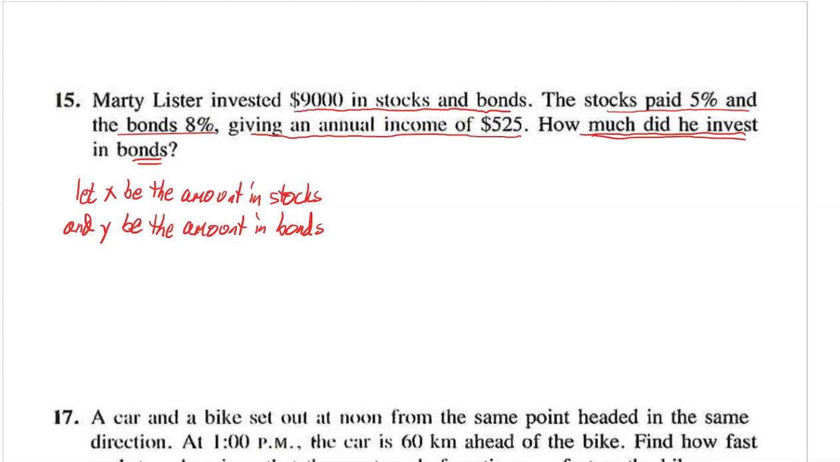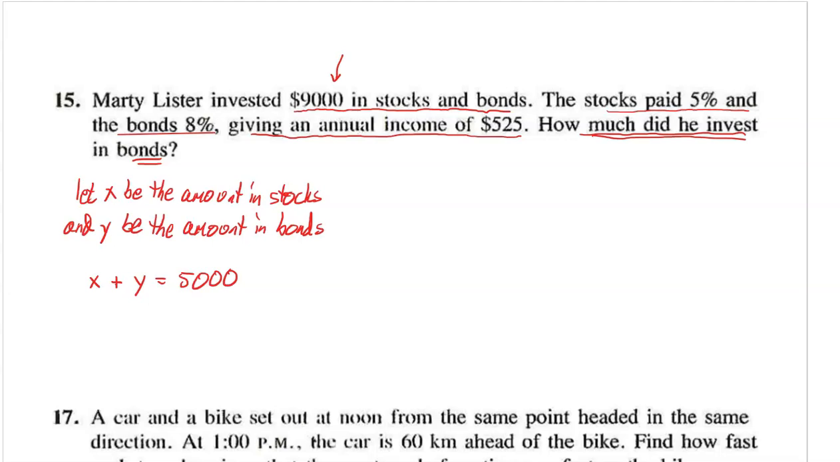Now, I want to create two equations, and they both need to involve x and y. So our first relationship was how the amount invested in both is going to add up to 9,000. As soon as I write x, I think about what it means: I've written the amount in stocks. Now plus, and when I write y and think about what it means, that's the amount in bonds. Instead of just saying x plus y, if I think about the meaning, I've written the amount in stocks plus the amount in bonds is equal to, and I can put 9,000.